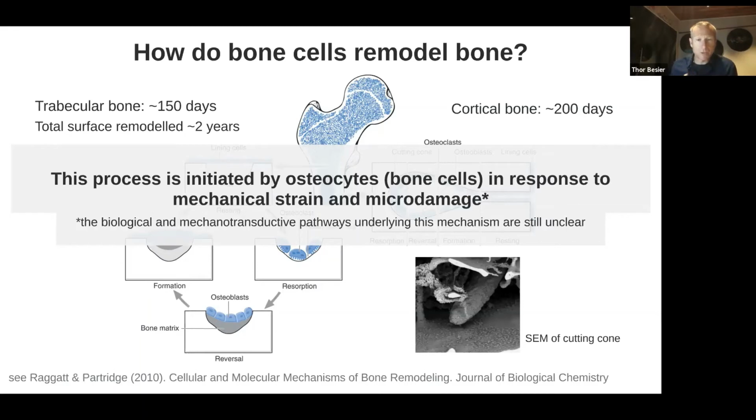But nonetheless, we're quite comfortable with the idea that mechanical loads influence the bone.